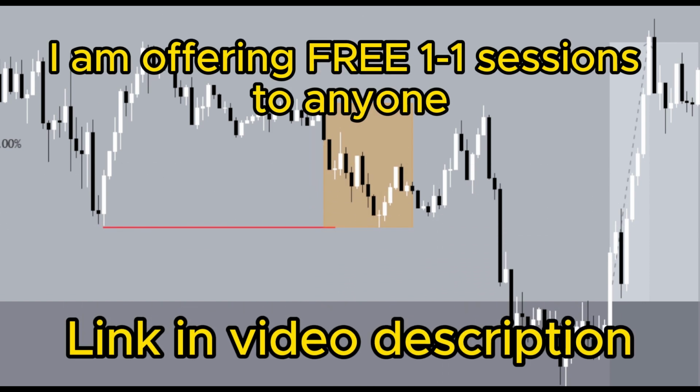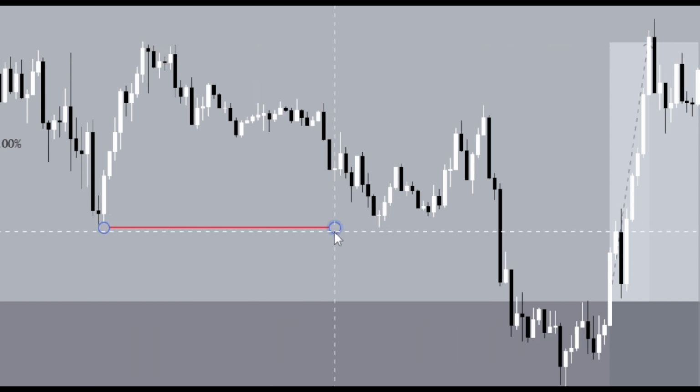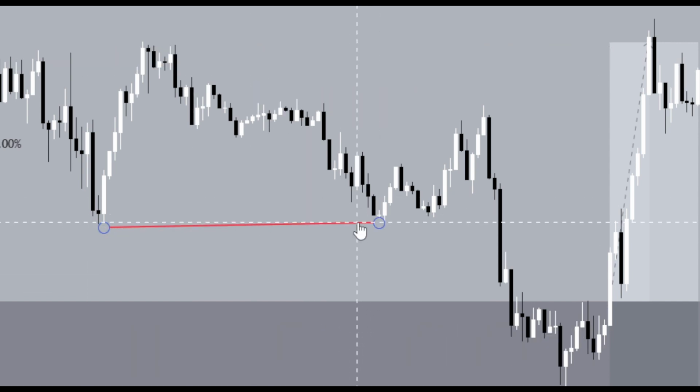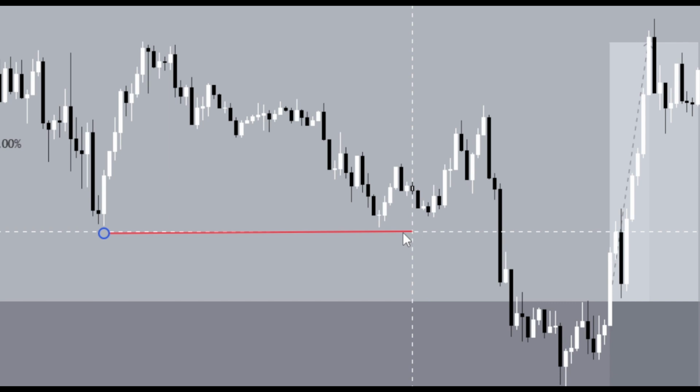So if I can quickly get rid of the Asian range chart, what we see over here is equal lows. This red line over here represents the equal lows. Now, it's not a coincidence that this is the previous day low and this is the Asian range low. This is how the markets work. The markets want to sweep sell-side liquidity before heading in the intended direction, before targeting buy-side liquidity.